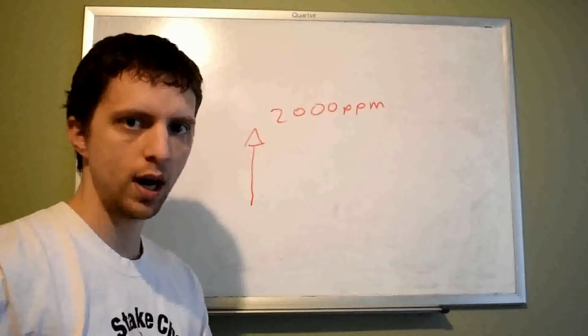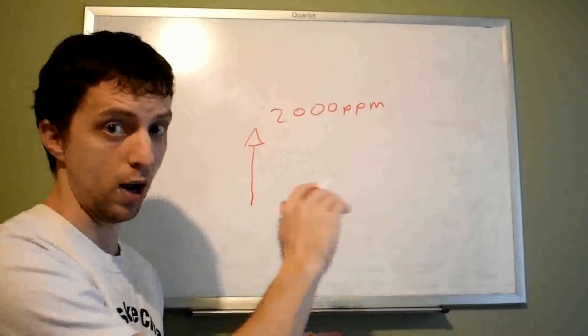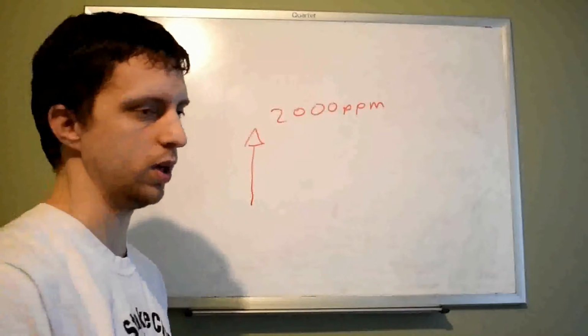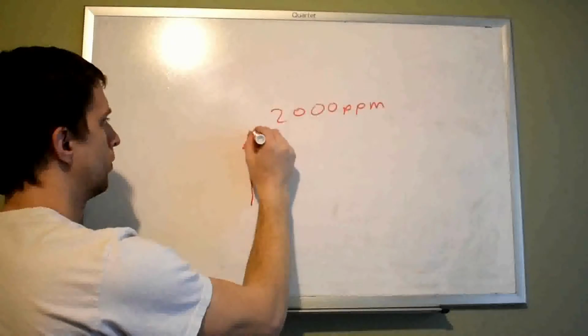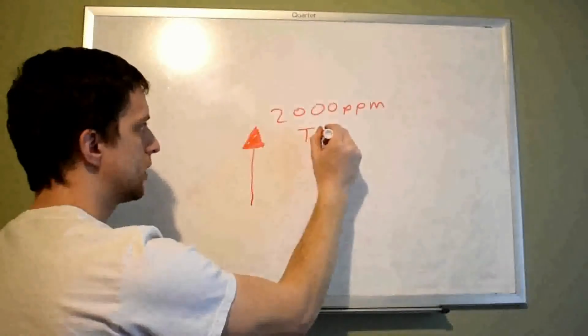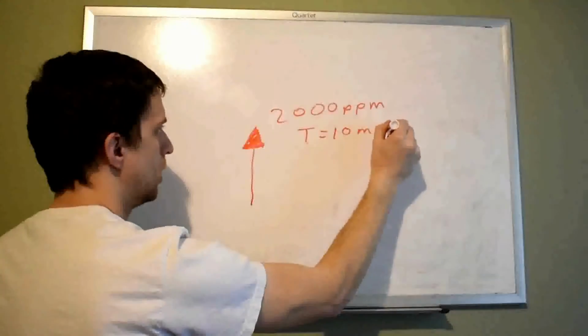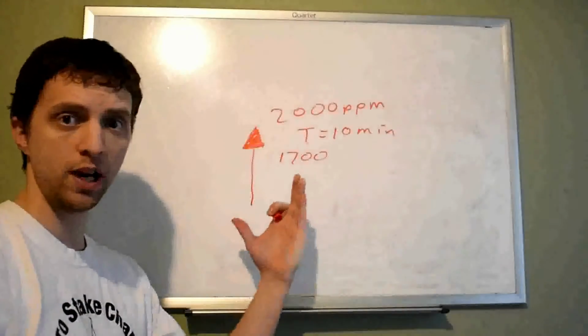If you know the area of your greenhouse, your cubic area, you can calculate how many grams that is. I'm not going to work in grams right now. I'm not going to do the math, but then 10 minutes later, time equals 10 minutes, you take another reading. Say it's 1700. That's my consumption rate.